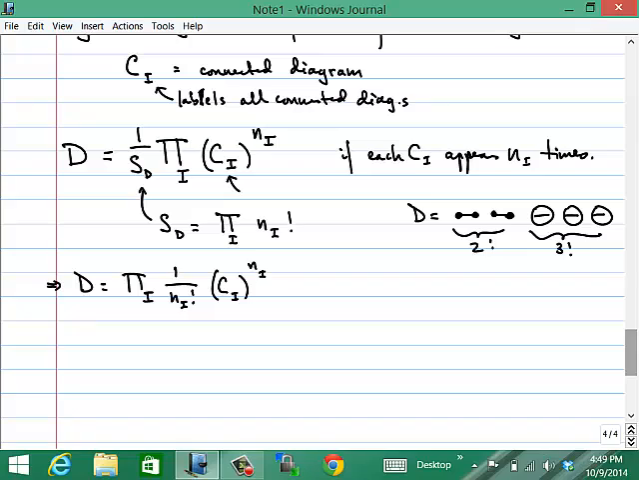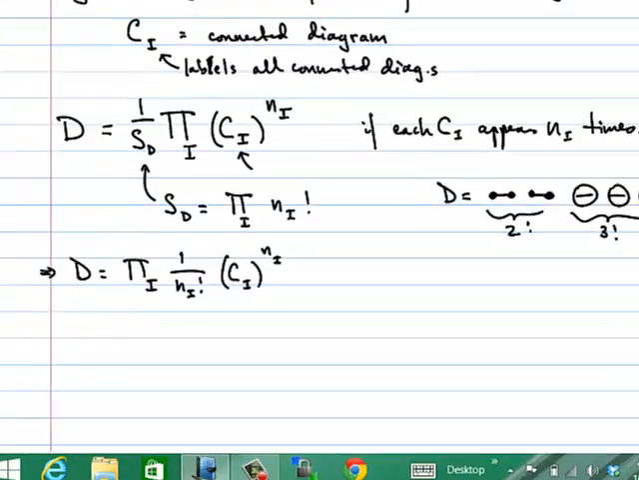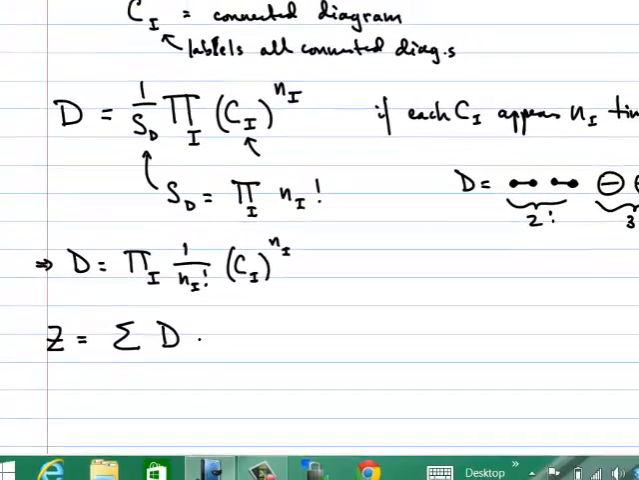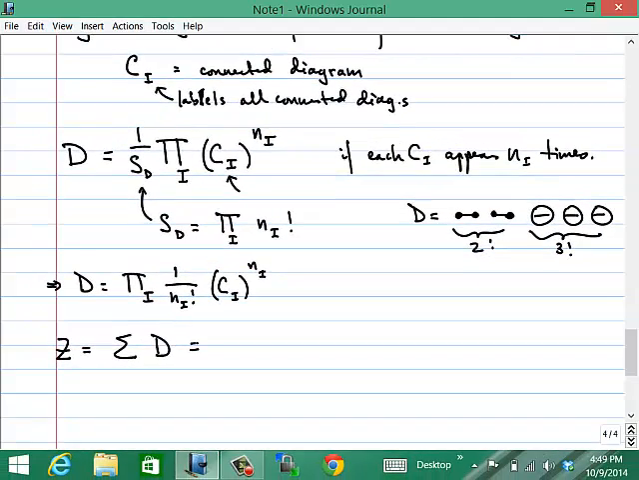Or if you want to write this out a little bit more explicitly, this means that the total partition function is the sum over all possible diagrams D, and each diagram is labeled by a collection of integers, n0, n1, n2, and so forth. So we can write this as the sum over all integers n sub I of the product over all I of 1 over n sub I factorial times C sub I to the n sub I.